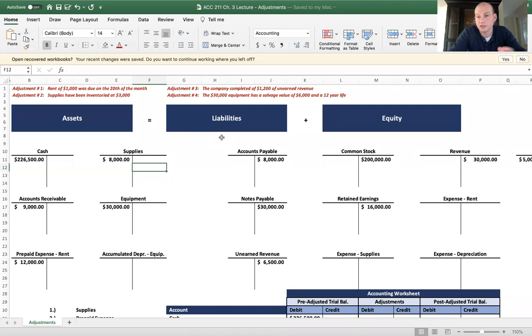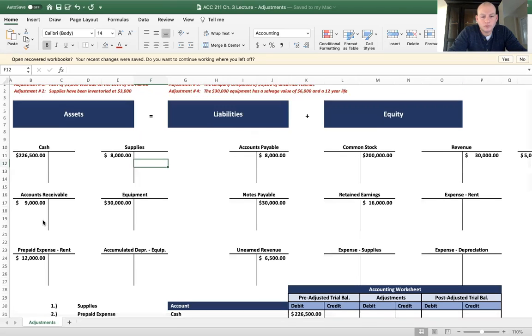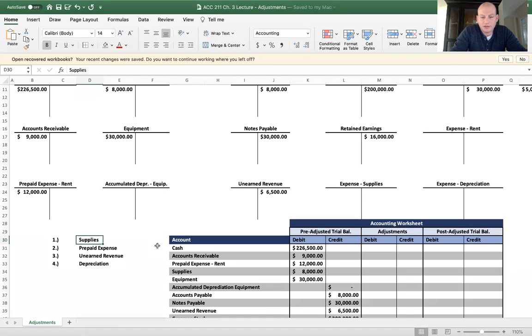So there's a variety of different adjustments that can be made, but 4 of them are kind of like the core of what's usually adjusted in a business. And these are the 4 that are covered in chapter 3. So you are going to adjust your supplies, your prepaid expenses, your unearned revenue, and your depreciation. So let's go over each one of these.